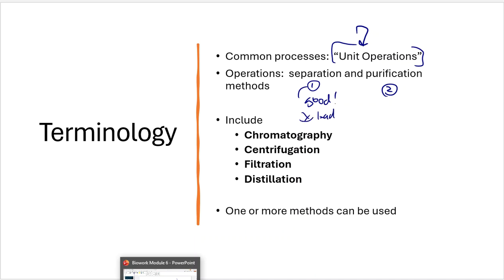So separation is how can I separate the good stuff from the bad. I don't want the bad things, right? All of that is trash. I need to throw it away. I need to get rid of it. So, how do I get the good stuff from all the bad things that I don't want? That is the separation piece of what is going to be classified as a unit operation. And we're going to talk about some of these.